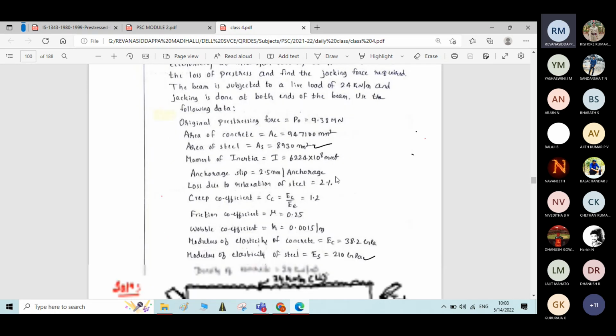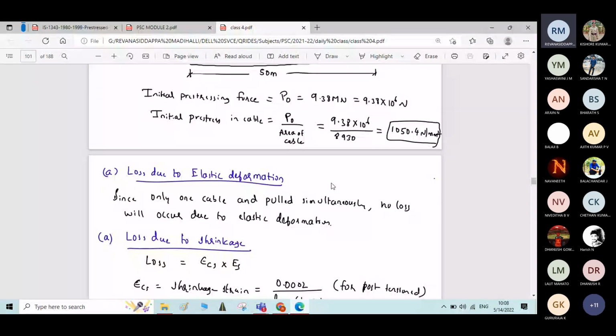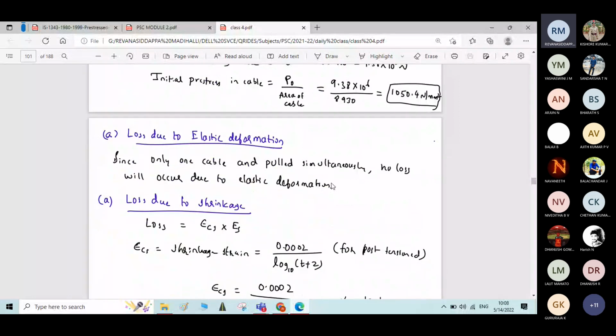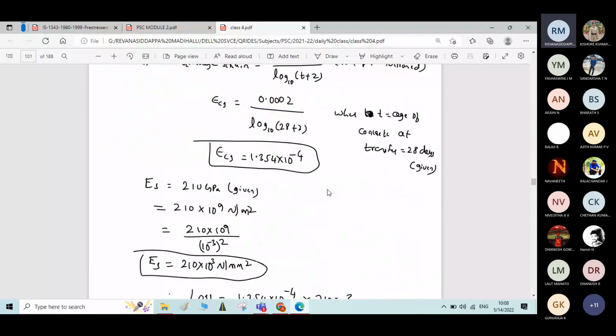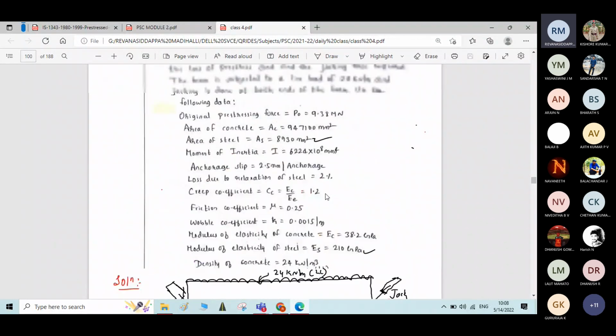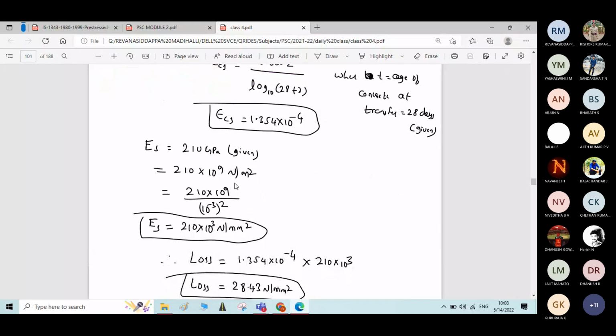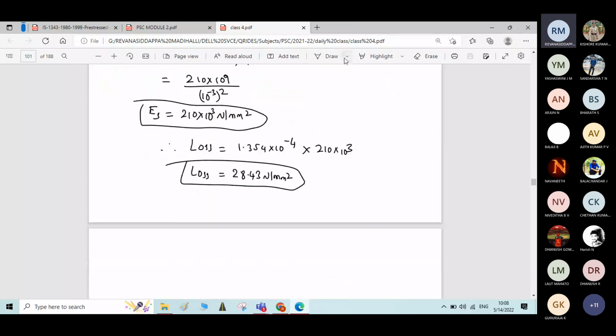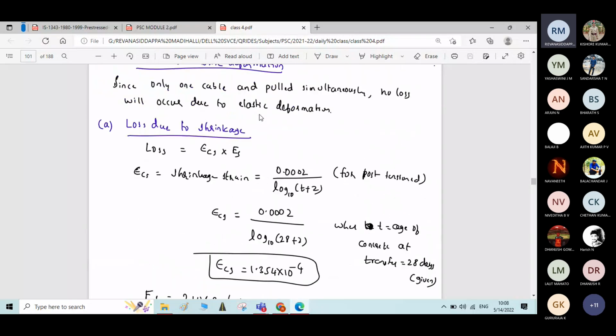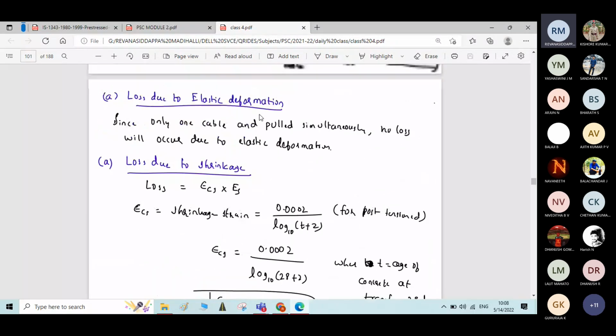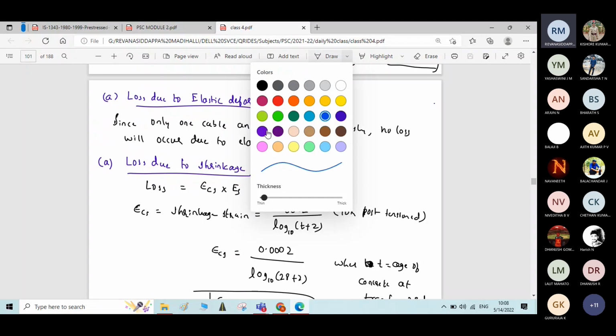Okay. So yesterday we have calculated two losses, that is loss due to elastic deformation and loss due to shrinkage. Correct? Now here you can see the type of PSC beam is a post-tension PSC beam. Okay. So type of losses depends on type of the pre-stress concrete member, correct? For post-tension it will be different. For pre-tension member it will be different. Okay.